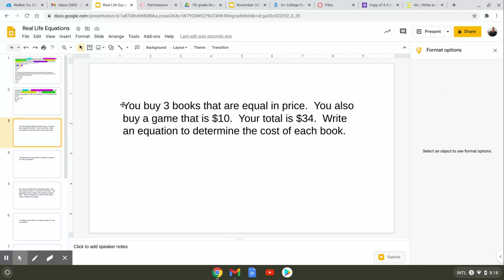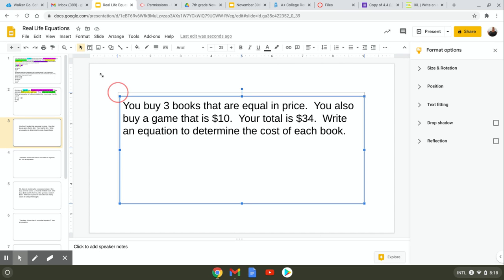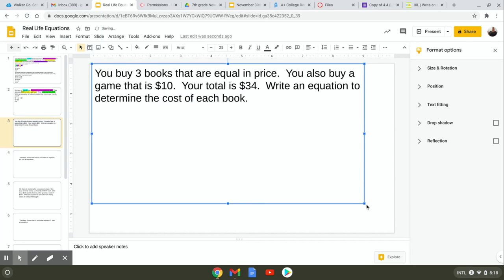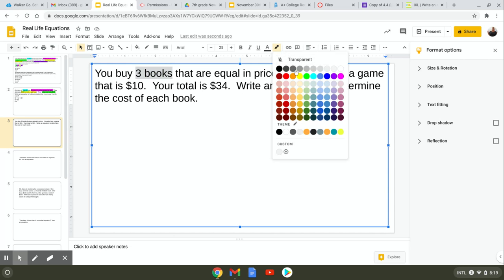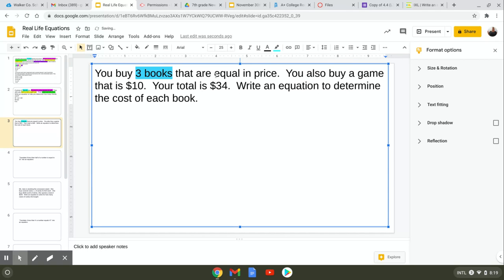Okay, let me move this one up too. Okay, it says you buy 3 books that are equal in price. You also buy a game that is $10. Your total is $34. Write an equation to determine the cost of each book. So we're looking for how much each book was. So that is our variable. B, we can use B for book. So we know we bought 3 books. And they are equal in price.